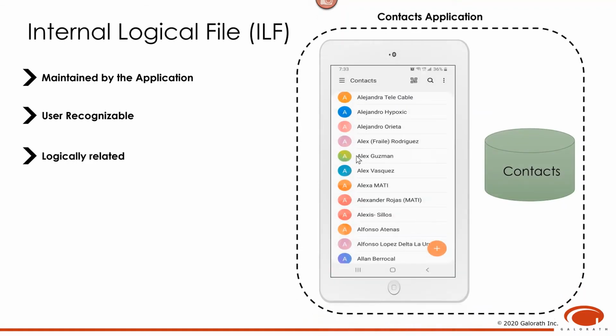A good example of an ILF is the contact information inside your phone. This group of data is maintained by the application, is recognizable by the user, and is also logically related. So this is a good example of an internal logical file.